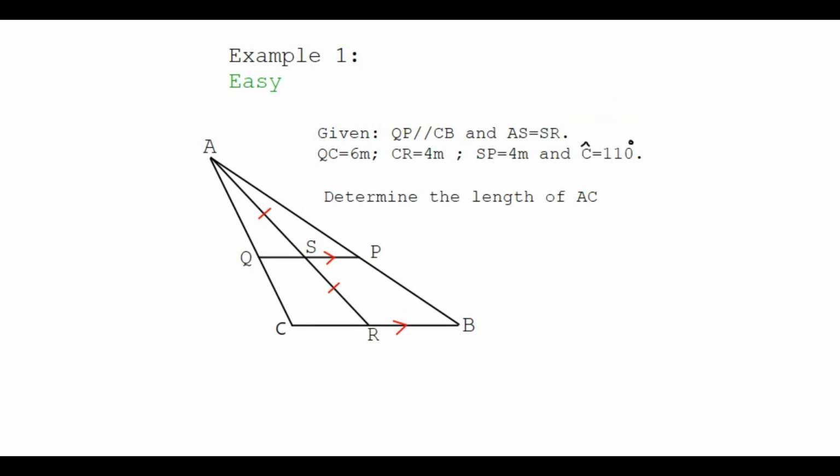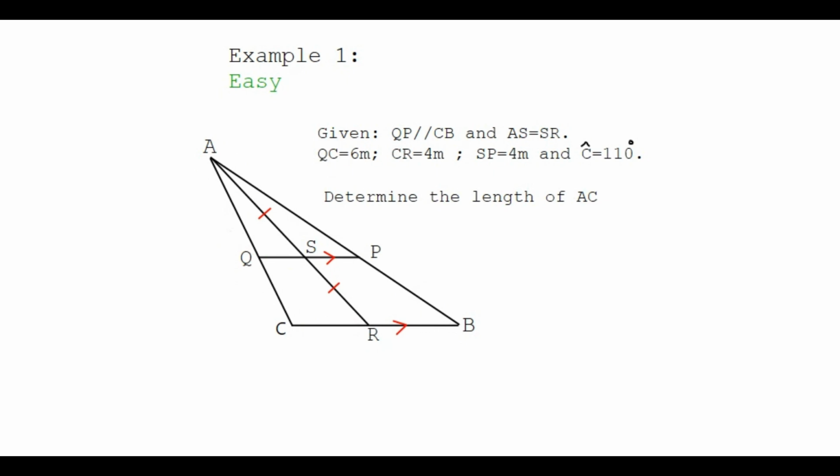Okay, so we are given a triangle ABC firstly, and they say here QP is parallel to CB. That is indicated on the sketch. And AS equals SR. Okay, that's given. They're equal in length. Can you see your triangle theorem forming here? We have the midpoint and parallel. Alright, then they give you some extra things.